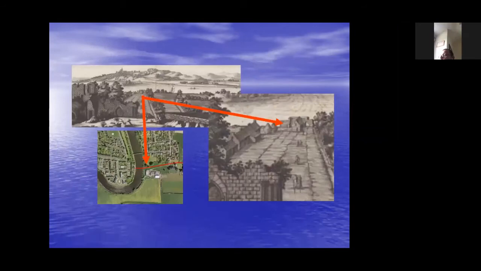So I'm going to jump to Cambuskenneth Abbey, which I know many of you know. This is a 17th century illustration of the abbey, and this shows a point near Hood Farm, the farm there. And what it shows is a water gate. So this is a gate from the river, a lockable gate to control access from the river to the grounds of the abbey. Next slide, please, Ross.